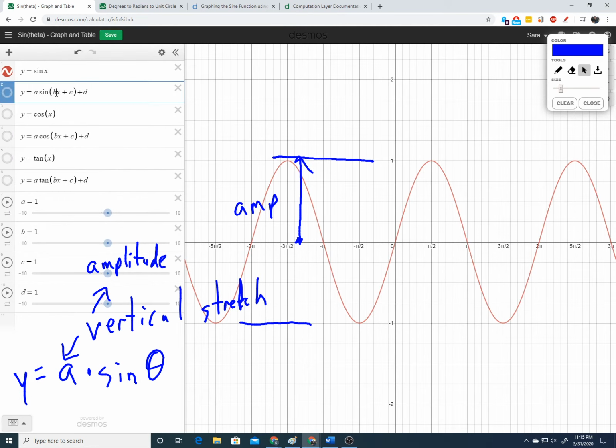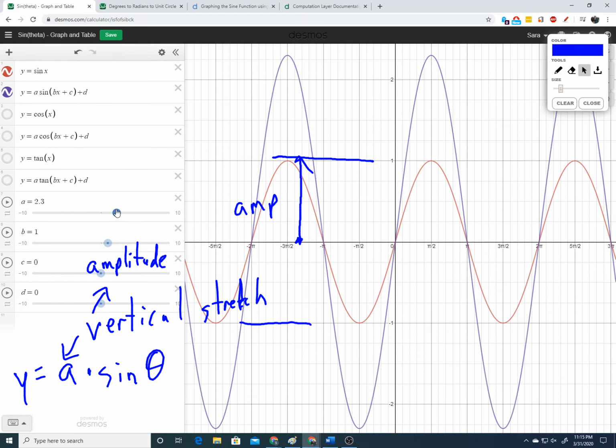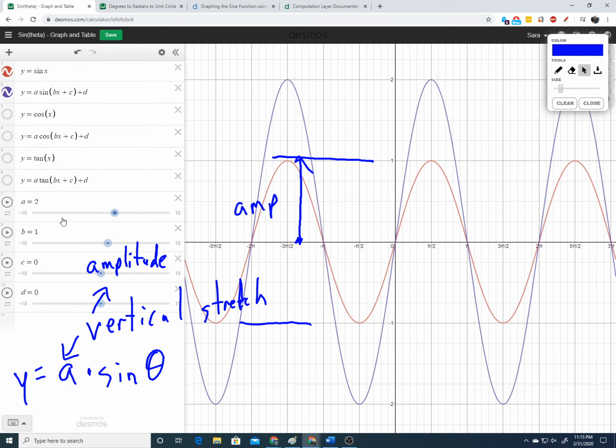If I'm going to pull up my function, I'm going to set b equal to 1, c equal to 0, and d equal to 0 here, so I don't have any horizontal or vertical shifts. And then if I play with the a value, you guys know when you stretch it, it makes it taller. In fact, if I stretch it so a equals 2, now you can see that the amplitude goes from 2 to 0 when you're talking about the amplitude of what's in the middle.